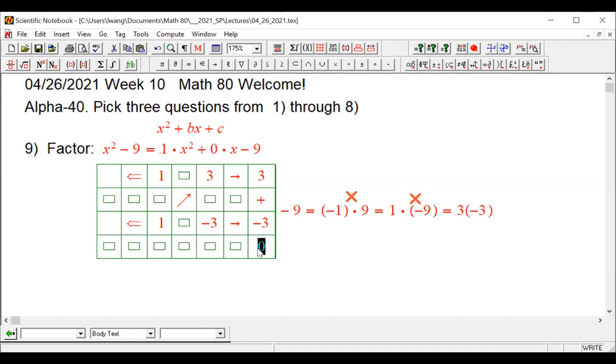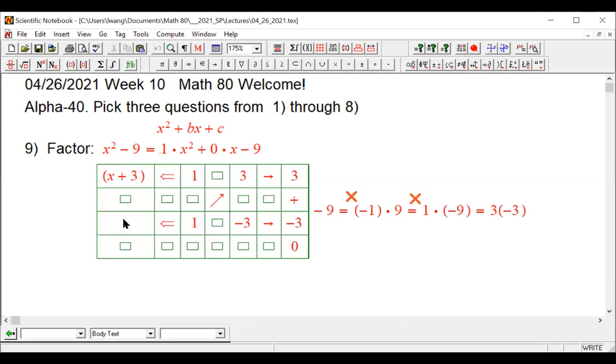It matches the 0. And so the factors would be x plus 3 here, x minus 3 over there. So we found our factors. So our factors would be x plus 3 times x minus 3. So this last option, yay, works. Okay, so it's entirely a process of trial and error. Okay, so of course you can verify this.